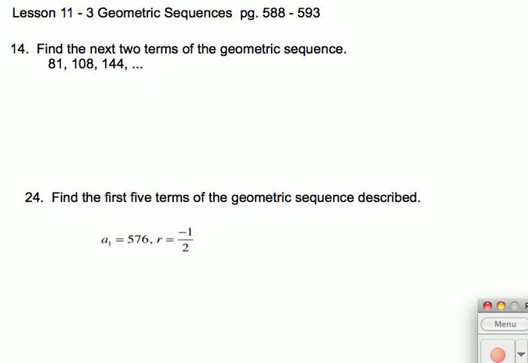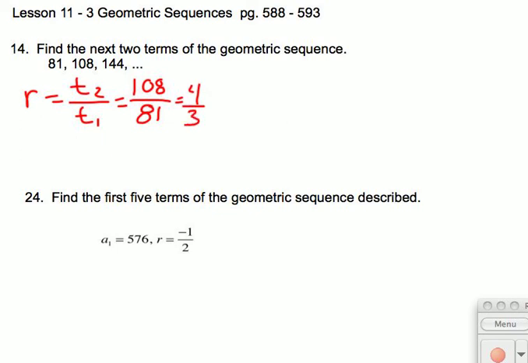Geometric sequences. Problem 14 asks us to find the next two terms of the geometric sequence. In order to do that, I need to find my r value. My r value is found by taking my term 2 divided by my term 1. And then simplifying it up, I have 108 divided by 81, which gives me 4/3.